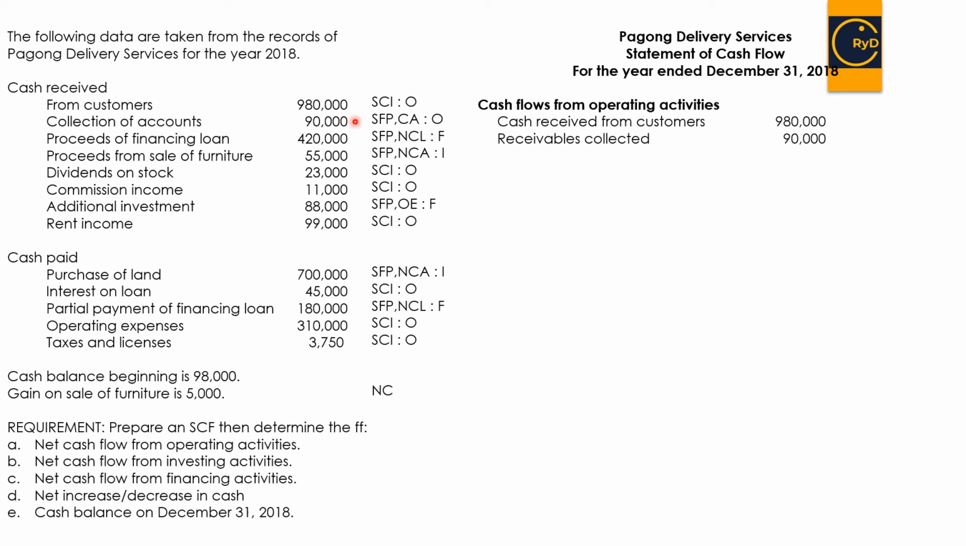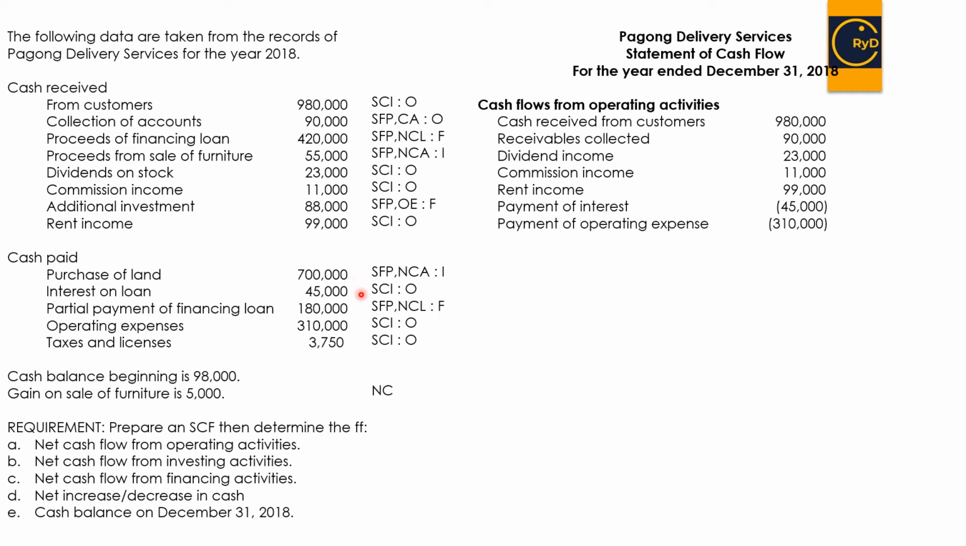Next, we have our receivables collected at 90,000. Then, we have our dividend income at 23,000, followed by our commission income at 11,000. Then, our rent income at 99,000. Then, we proceed with our cash outflows, payment of interest at 45,000. Next, payment of our operating expenses at 310,000. Then, payment of taxes and licenses.